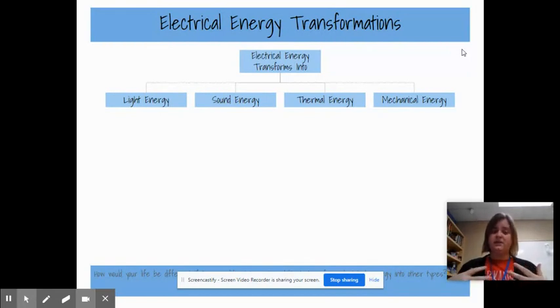So what we need to do for light energy, you need to think of 4 items around the house that convert electrical to light. For sound, 4, again, devices that you plug in that convert electrical to sound, and electrical to thermal, and electrical to mechanical. Of course, mechanical means it's got moving parts.